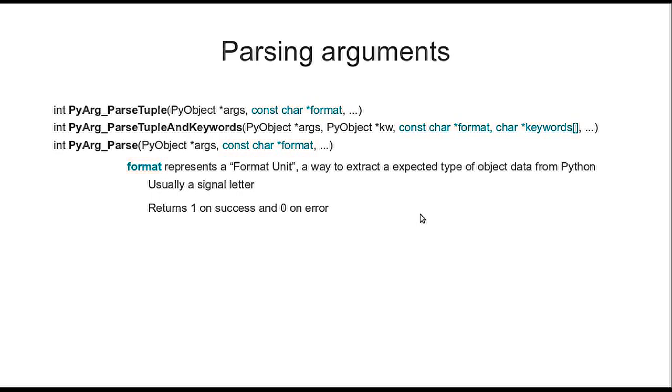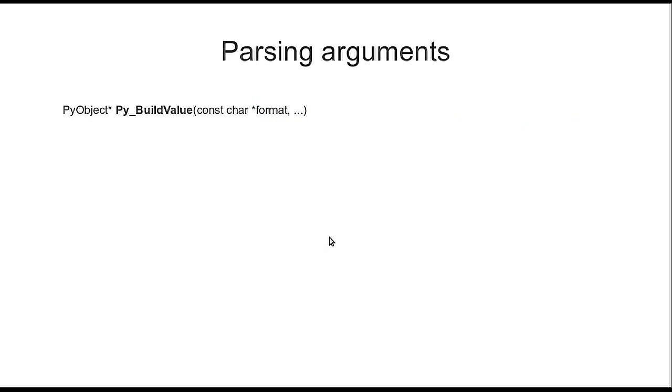If you're not familiar with Python exception setting, please check out the last video. And of course, if there is an error, you want to raise an exception. Like parsing your arguments, it's also very important to be able to build new values. And to build new values, you do the same thing as you would when parsing arguments, and you supply the same type of formatting strings.